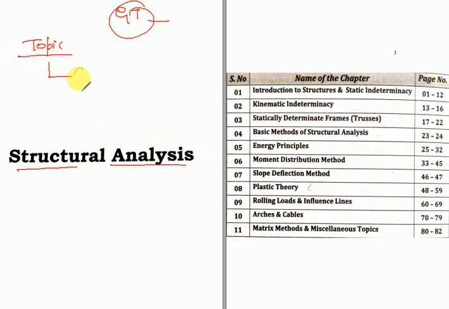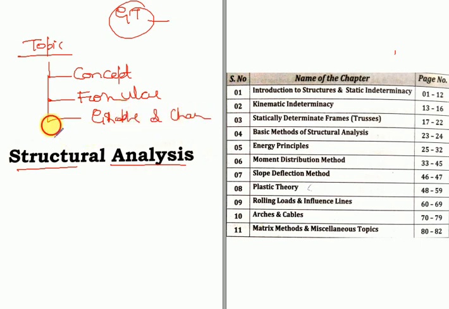Second thing, from every topic, first I am going to build up the concept. Second, the list of formulas which are important with respect to the topic. Third thing, graphs and charts. The important graphs and charts will be given. Finally, the important MCQs with respect to that topic will be solved.